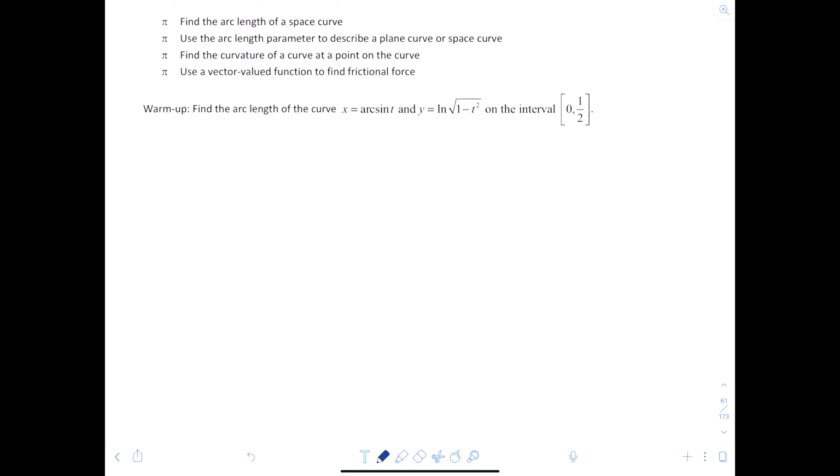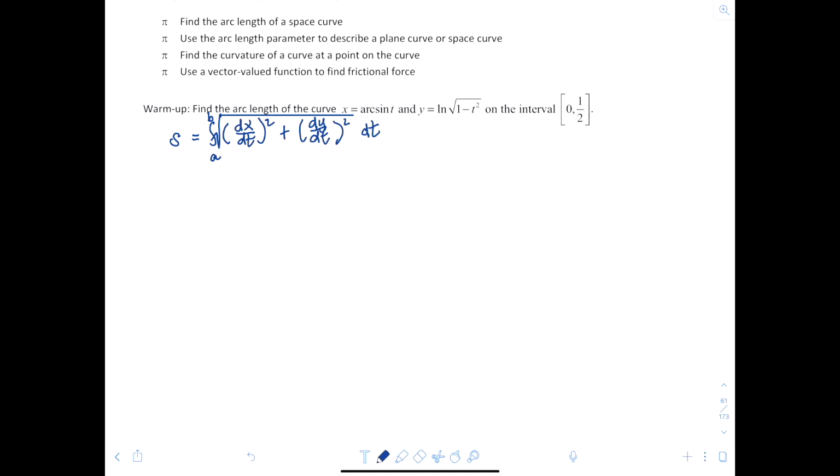So first off, let's rewrite just the formula for arc length. It's a lowercase s, and that's equal to the integral from a to b of the square root of dx/dt squared plus dy/dt squared, with respect to t. Cool?